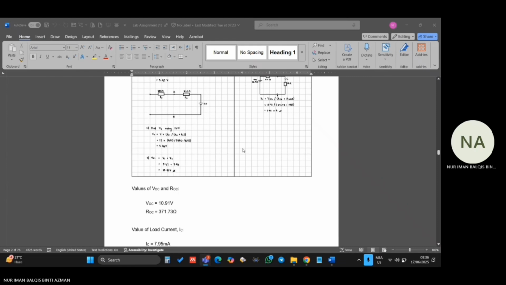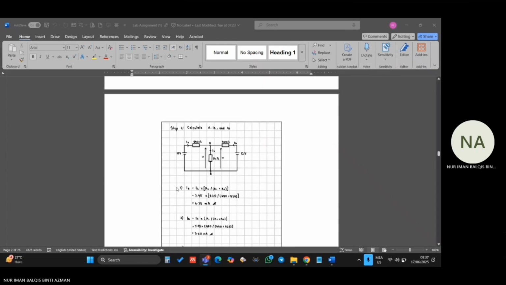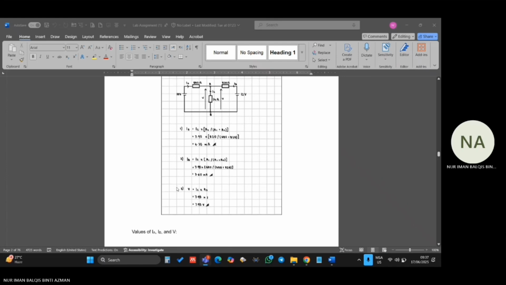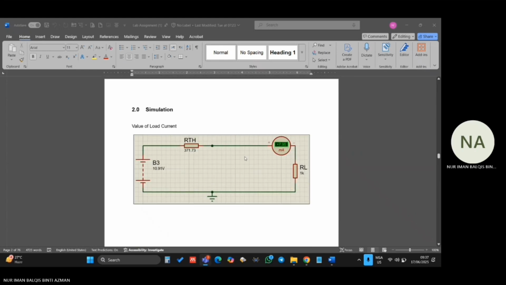When we connected the load, we recorded the load current IC as 7.95 milliamperes. We also calculated the branch currents, where IA was 4.35 milliamperes and IB was 3.60 milliamperes. The voltage across the load resistor was 7.95 volts, showing that the load received a consistent potential difference. This is the simulation that we made.